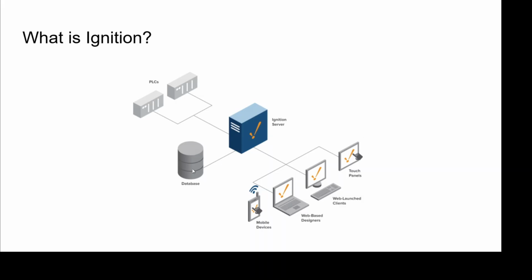And then you can also, through the Ignition server, let's say we're pulling up a recipe, we can pull data out of a database, parse that out into Ignition to tell the PLC what it needs to run its operations.